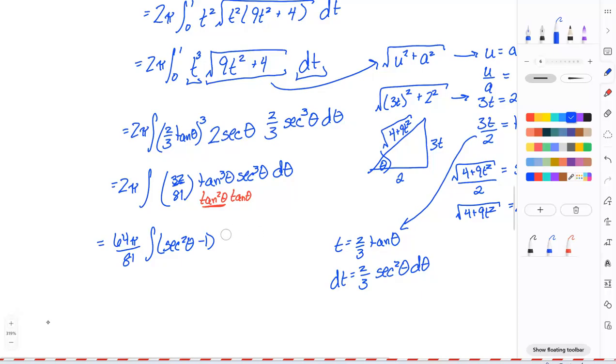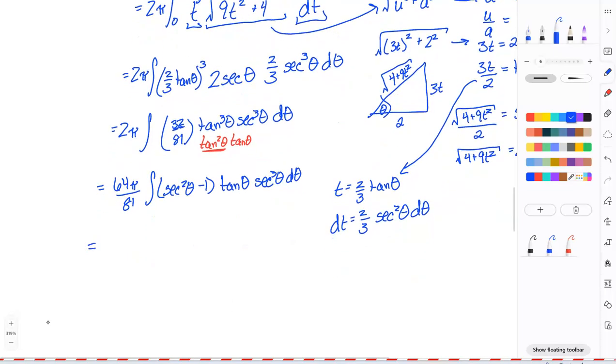Let me write it this way. Well, let me go ahead and do that, and then I'll show you what I'm thinking in my head. Okay, so there's what I got. So here's what I'm thinking in my head. I'm going to reserve a tangent and a secant so that when I distribute, I'm thinking about u being secant of theta. And then the derivative of the secant is secant tangent.